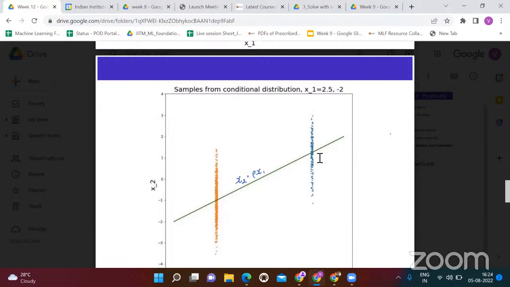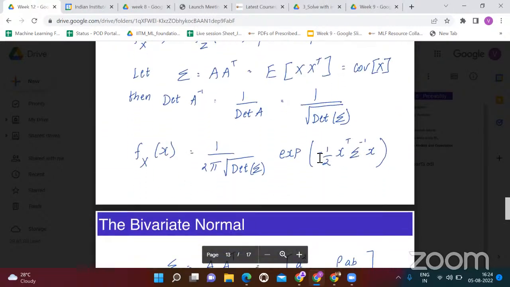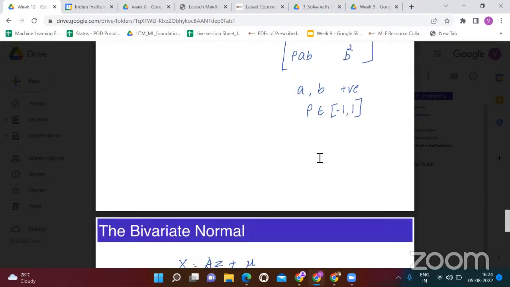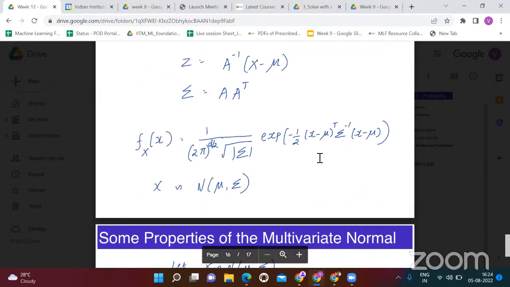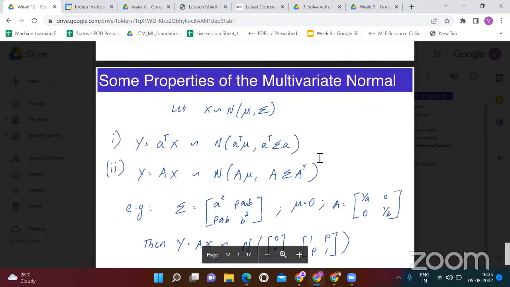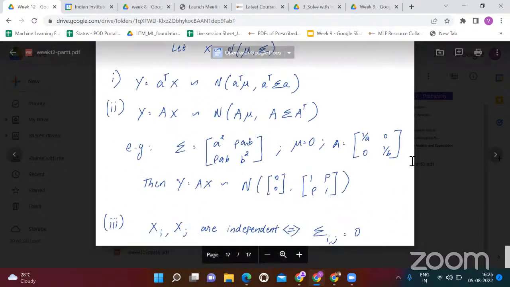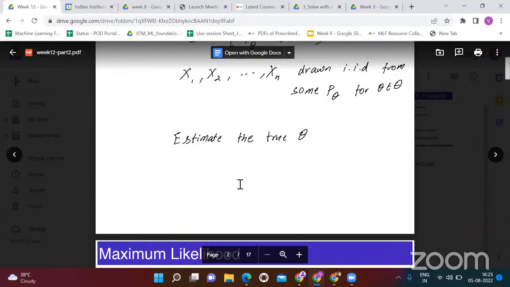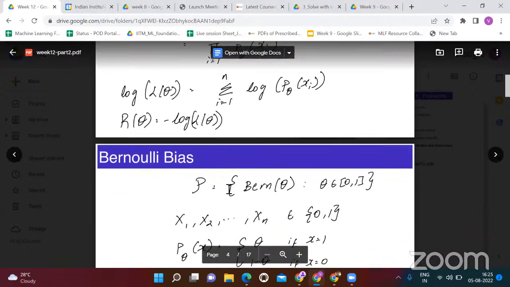This picture is confirming that this is the PDF function that we are getting, the combination of these two normal distributions. So all the theoretical concepts have been discussed here. From here, you should be able to calculate the Jacobian if it is asked. The second lecture is the estimation of parameters using the MLE, maximum likelihood estimation.